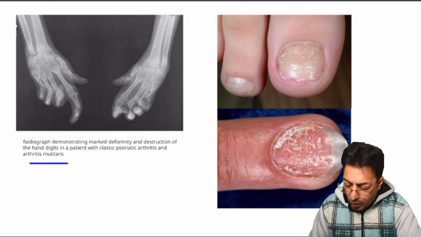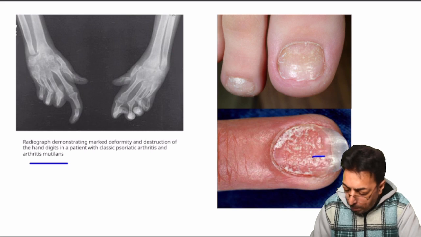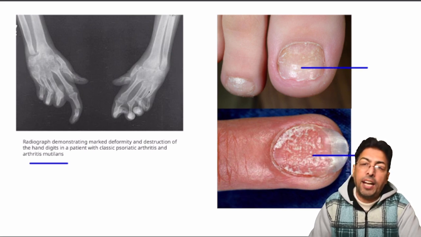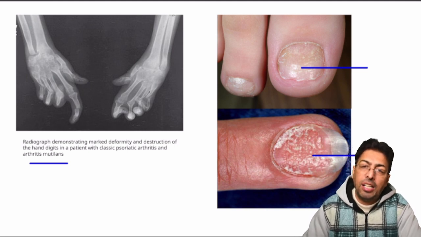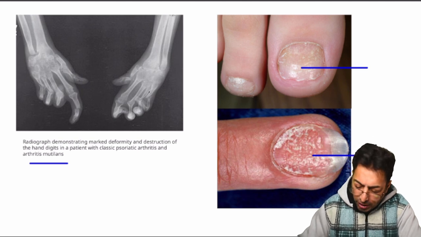In addition, over here you can see the pitting of the nails. So you have characteristic pitting of the nails. Small pits appear in the nails. That is given the name pitting of the nails. So you have to examine the nails for pitting.